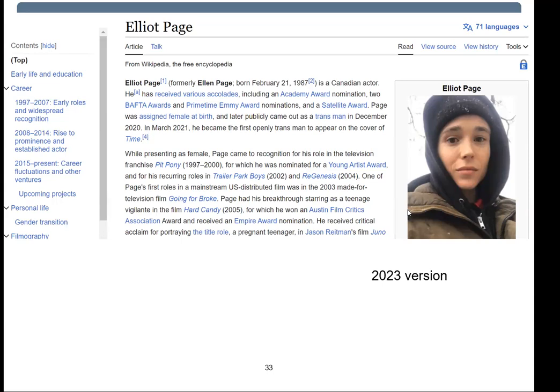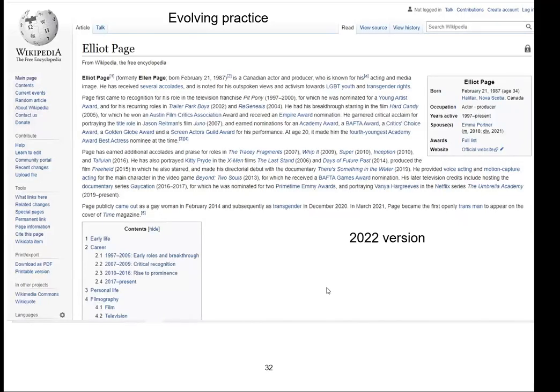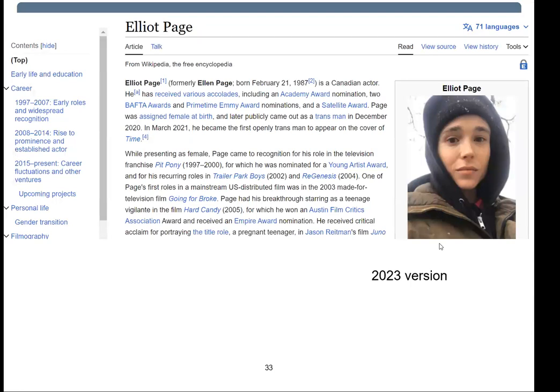For one thing, they made it a little bit more sequential, where it starts with early life and education at the top, and then it goes through career very chronologically. So they changed the formatting of Wikipedia, which then of course changes the information that you see about the person. It's a little bit different in terms of the presentation and the layout, but a lot of the information is the same, although it's been rewritten.